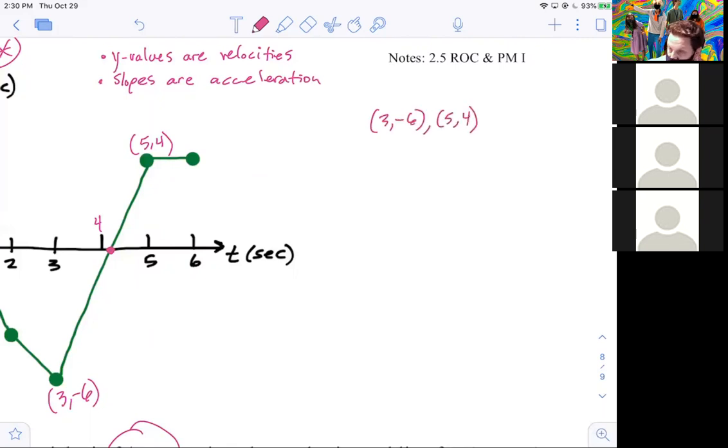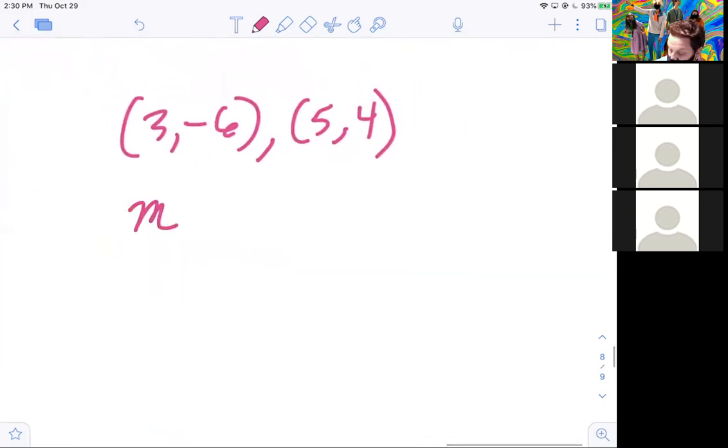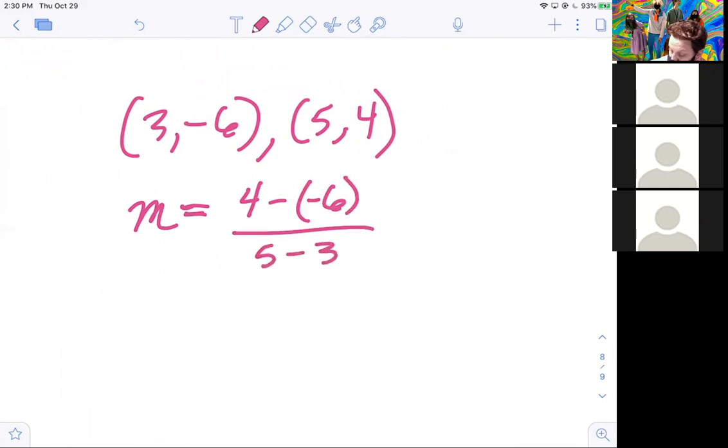We only need a point and a slope to find the equation of a line. We have 2 points, so we can choose either one of them. And from those 2 points, we can easily get the slope, right? So let's reminisce about Algebra 1. 4 minus -6 over 5 minus 3. Or the other way around, right? -6 minus 4 over 3 minus 5. I just always like to do the bigger x value first because it reinforces final minus initial for displacement. Okay, so this ends up being 10 over 2, which is 5.